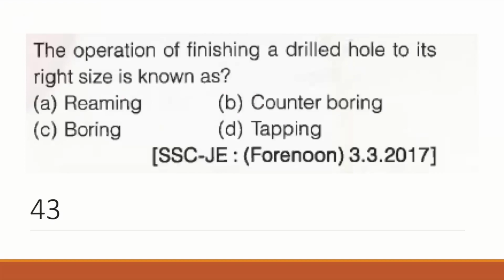Question number 43. The operation of finishing a drilled hole to its right size is known as. Again we have seen this question. The correct answer is A, reaming. Reaming we have already seen. Reaming is basically when there is an already drilled hole, and we insert a tool here so that this surface gets finished, surface finish. That's why it is reaming.